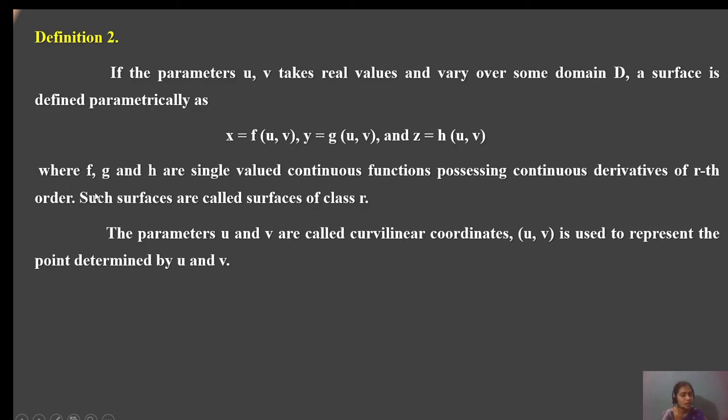Okay, where f, g and h are single-valued continuous functions, x equals f(u, v), y equals g(u, v) and z equals h(u, v), where f, g and h are single-valued continuous functions possessing continuous derivatives of the rth order. Then the parameters u and v are called curvilinear coordinates. The pair (u, v) is used to represent points by determining u and v.